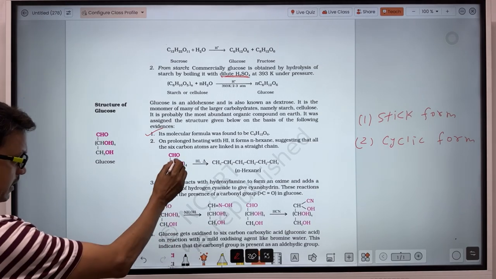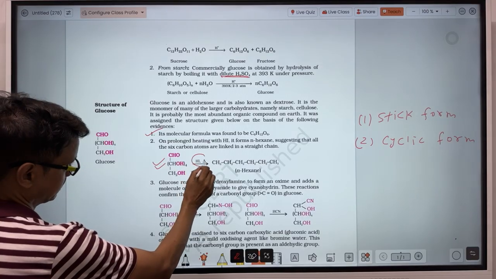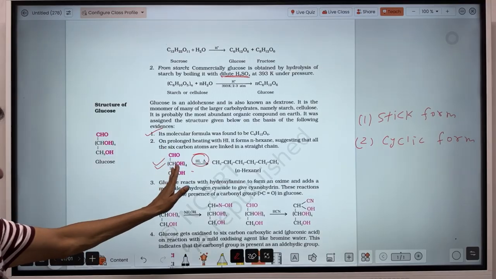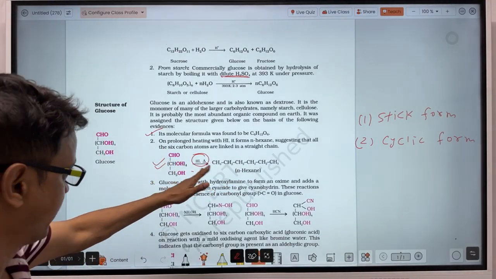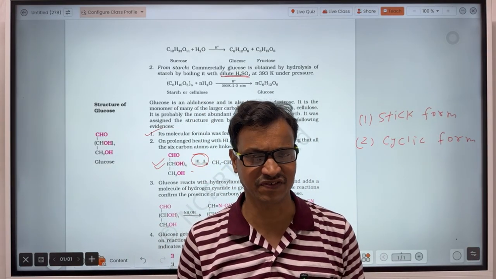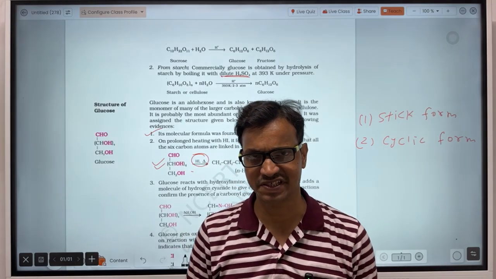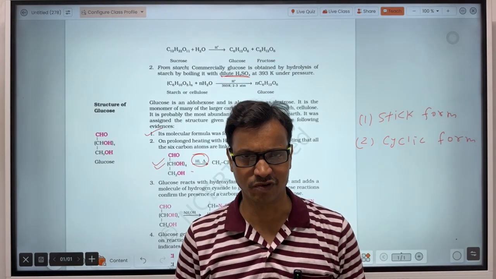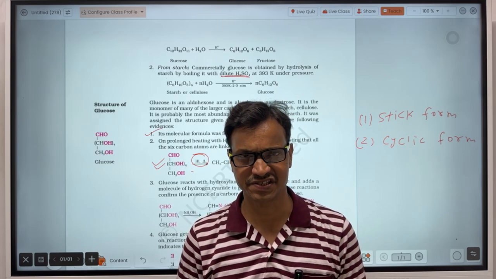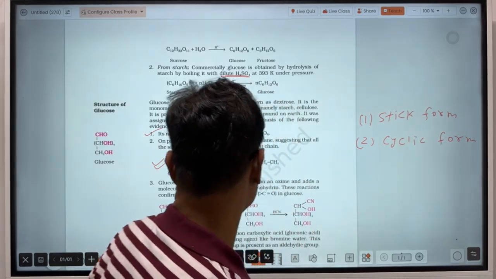When glucose is treated with HI, there is formation of hexane. Hexane formation means glucose is made up of 6 carbon atoms. When glucose was heated with HI, hexane was formed, which indicates that glucose is composed of 6 carbons. Okay. Second one is here.